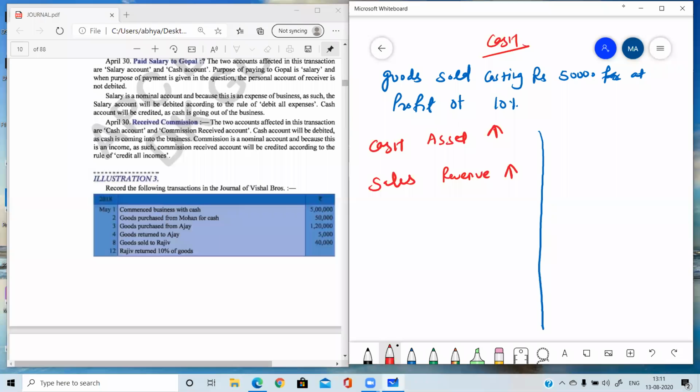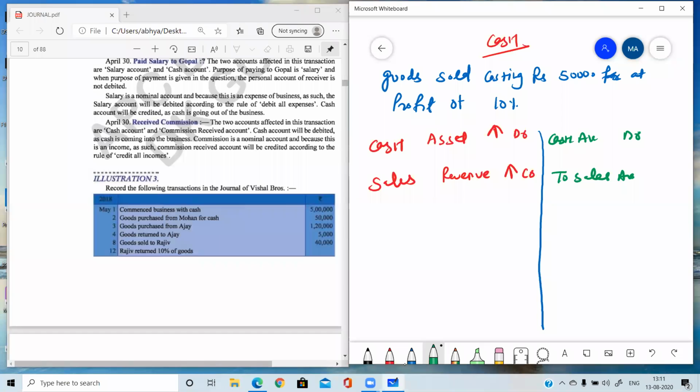So cash is asset, sale is revenue. So asset is incoming. Whenever asset is incoming, it is debited and revenue is also increasing, so it is credited. So the journal entry will be cash account debit to sales account. You need to write journal entry in the format. Here just because space is very less, I am not making the format.